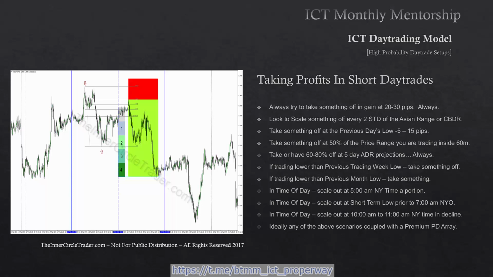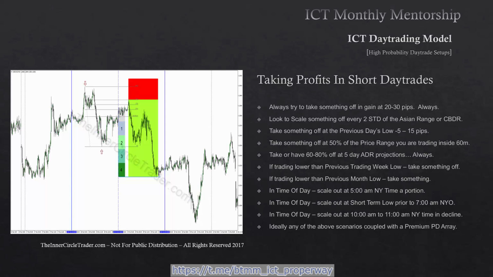You may not be trading anywhere near a weekly low. You may not be trading anywhere near a monthly low. So they may not even be any consideration at all. You probably already took something off at 20 to 30 pips, and it hasn't much moved beyond that going into 5 a.m. New York time. So you wouldn't consider that either.